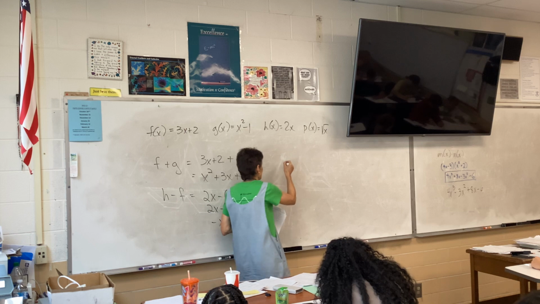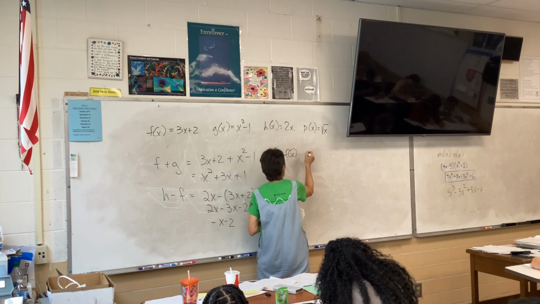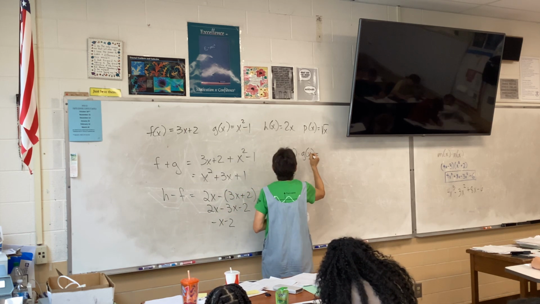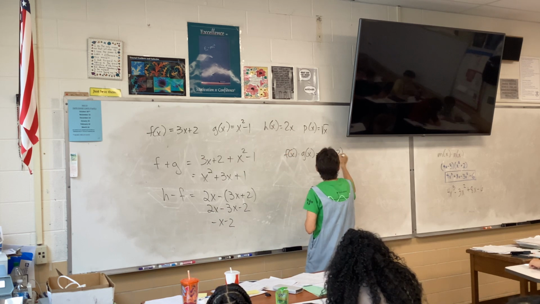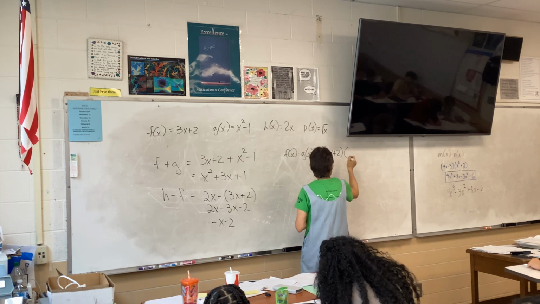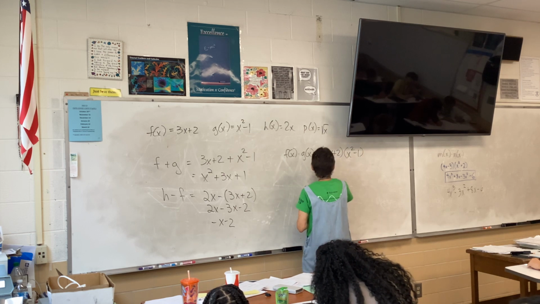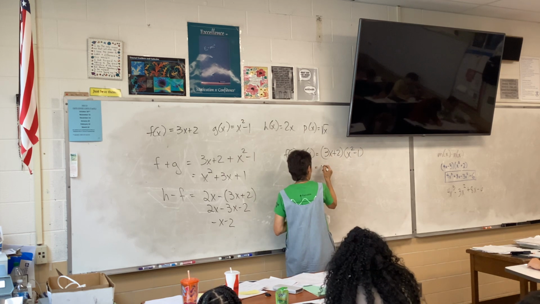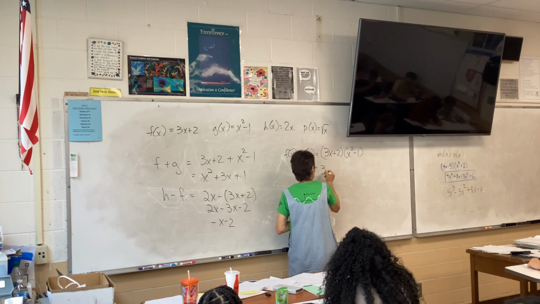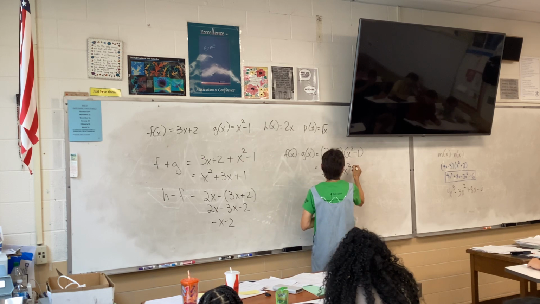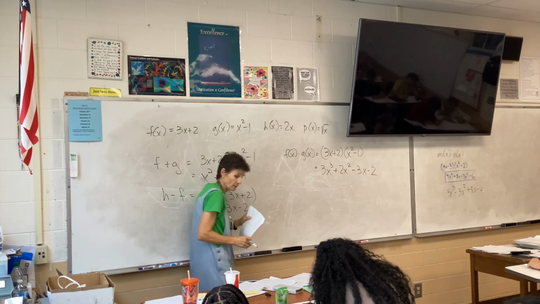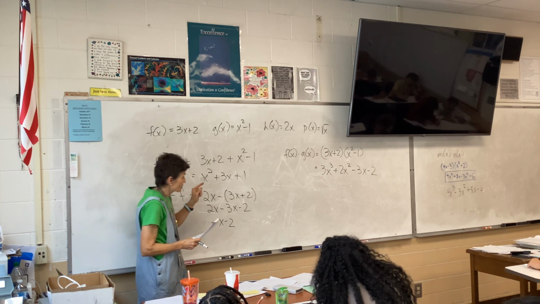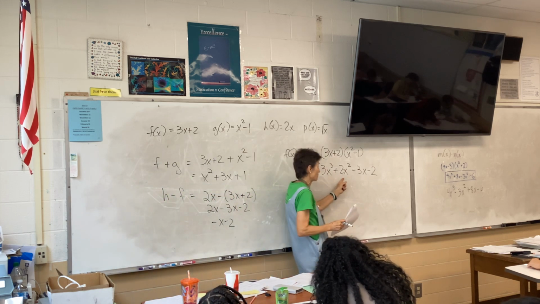F of x times g of x. Well, I'm just multiplying them. So that'll be 3x plus 2 times x squared minus 1. So it's going to be a FOIL, right? 3x cubed. Now, when I FOILed, I went a little bit out of order so that these terms would be in order.